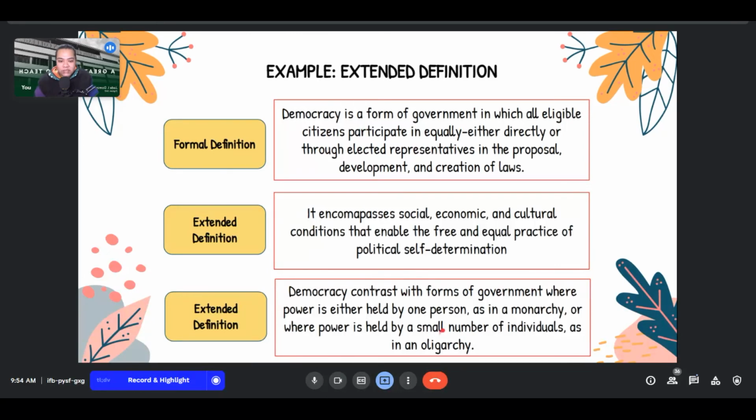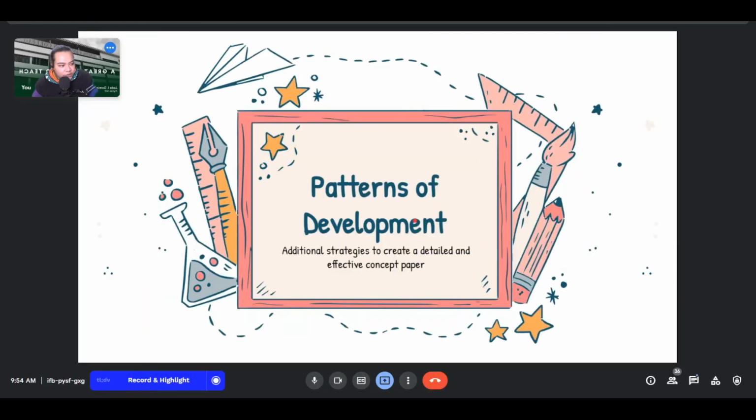So, as we can see here, there is a definition or the main definition, and then it is expounded upon or it is given more clarification with the extended definitions. Okay? It is recommended that we use extended definitions from time to time, especially if there are certain concepts or ideas that are a little bit more complicated to understand. Okay? So, yun po. Yan ang example ng extended definition.